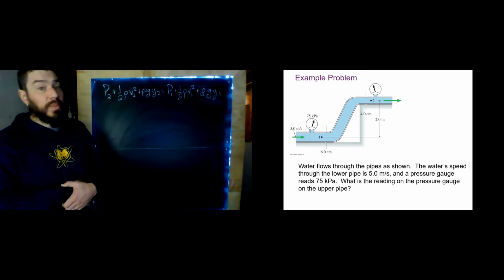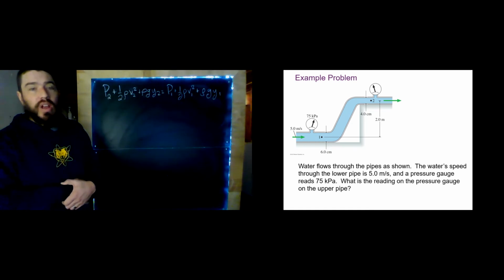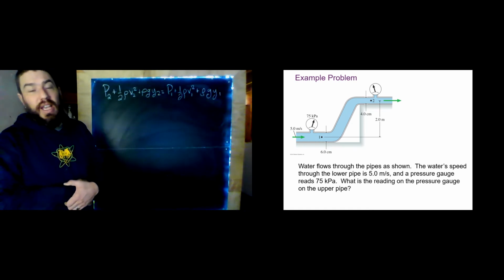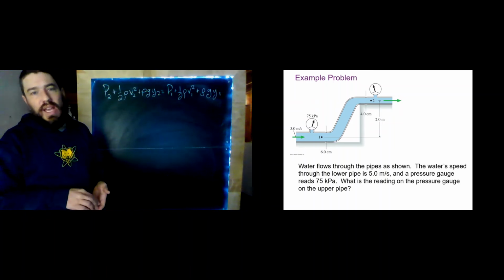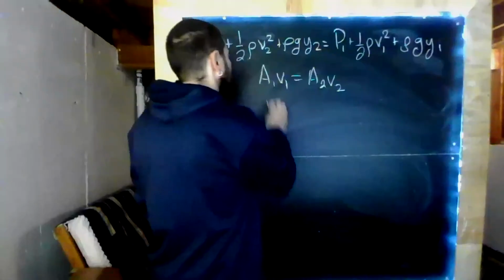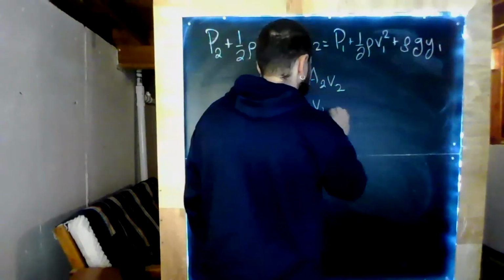Well, hopefully you decided it should be greater, right? The pipe narrows, so the cross-sectional area is lower. Therefore, the flow speed must increase. In order to figure out what that is, let's go ahead and use the continuity equation, solving for V2.